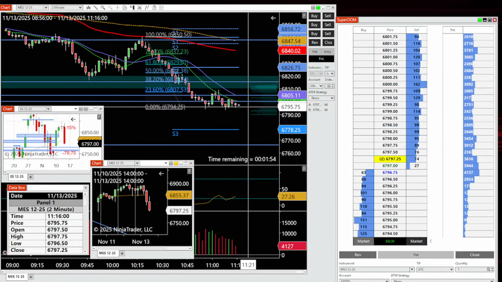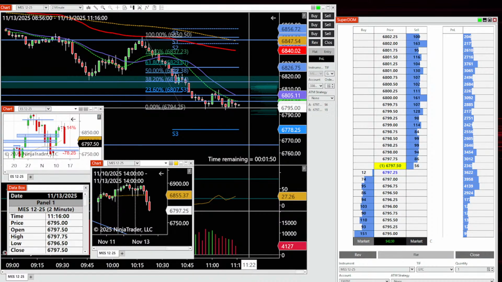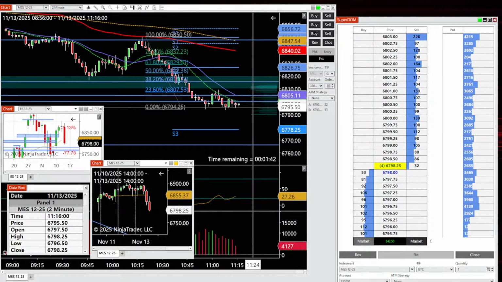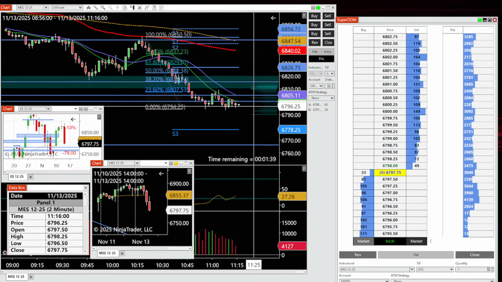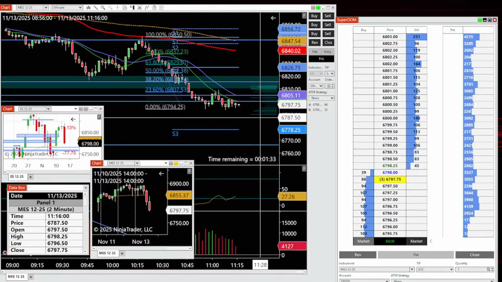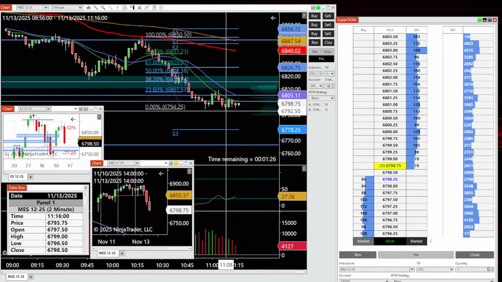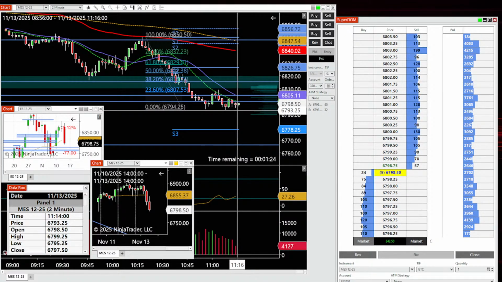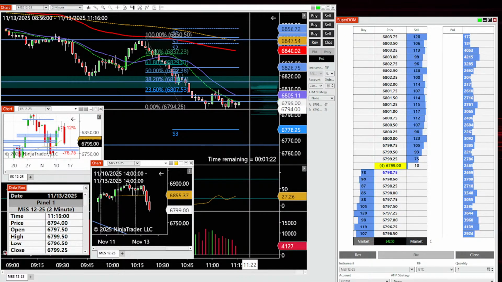Lower high, lower high. Are they gonna give it another run? Lower high. Are they gonna give 6,800 another run? 1, 2, 3. Got a lower high.